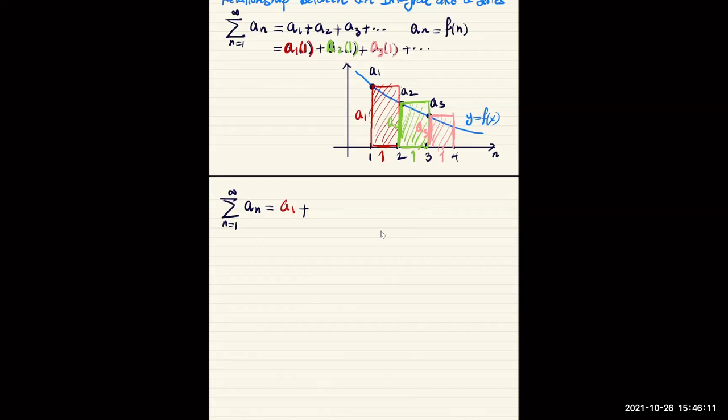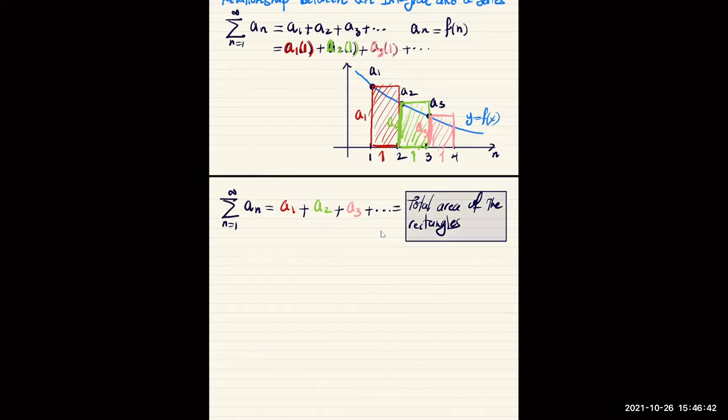All right, so A2 is the second term, A3 is the third term, and so on. Again, this is the total area of those rectangles. Okay, that's what the series is equal to.